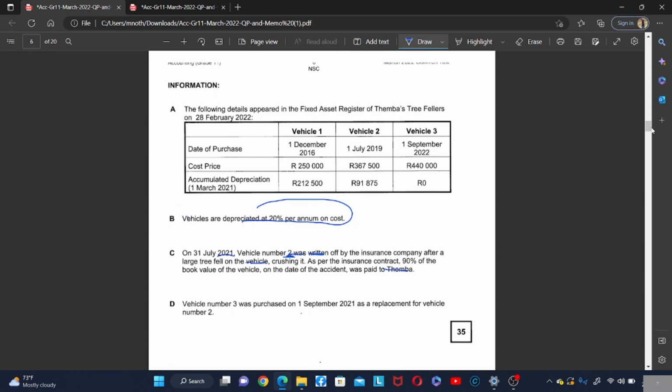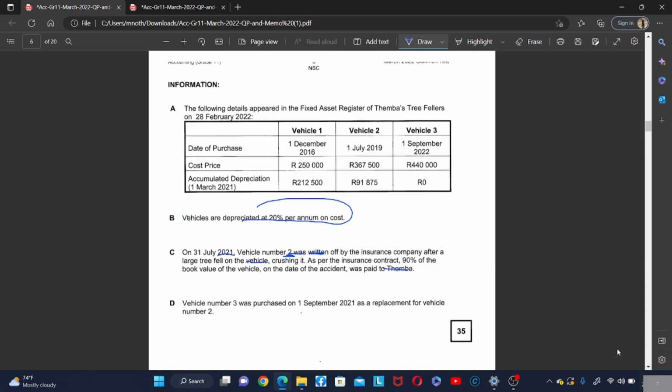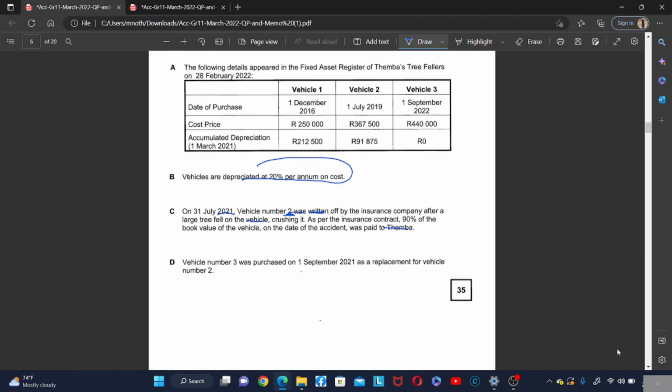But then, just open the accumulated depreciation account. Accumulated depreciation on vehicles. So let's just look at vehicle number 2.